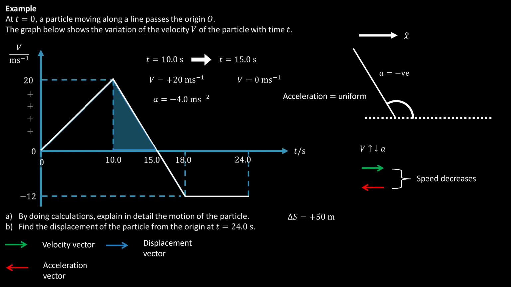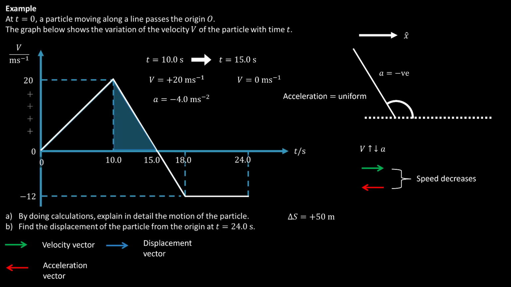At t equals to 15.0 second, the velocity is 0, as you can see on the graph clearly. However, the line has a gradient, and the gradient is simply the acceleration, which means at t equal to 15.0, although the velocity is 0, the acceleration is not 0 and is equal to minus 4.0 meter per second square, which is simply the gradient of the line for the interval 10.0 second to 18.0 second.